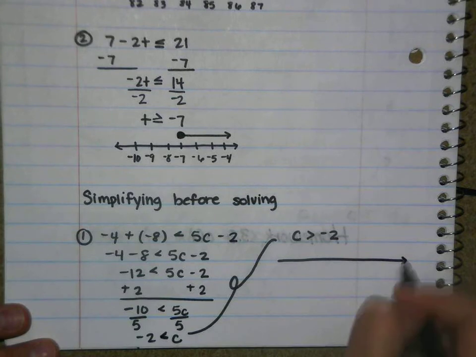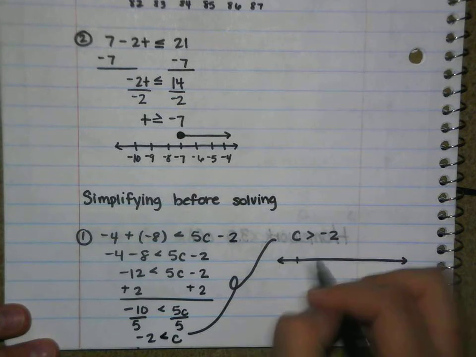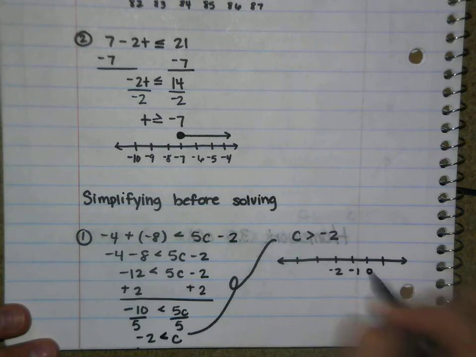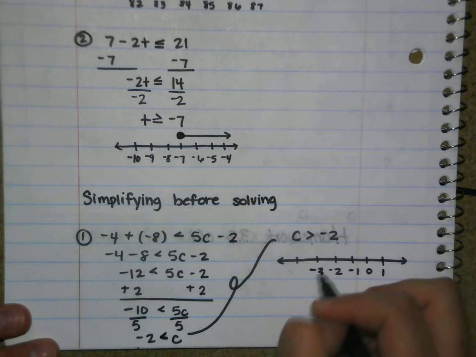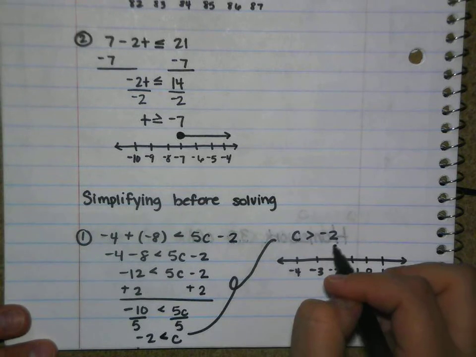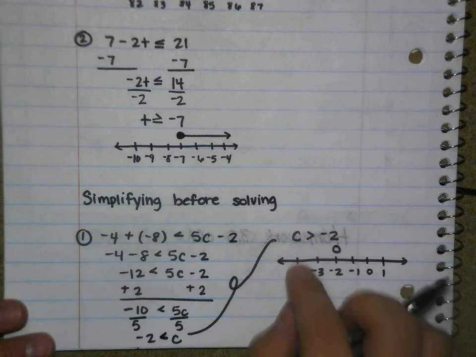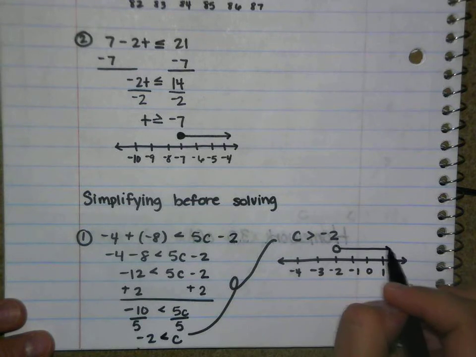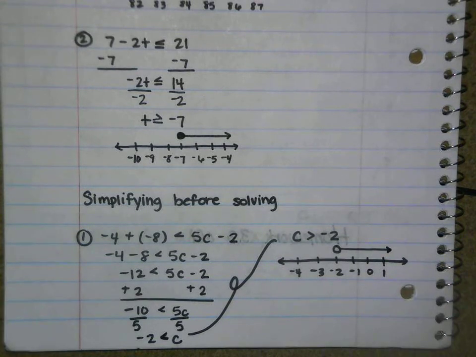So we're going to go ahead and graph this. We're going to have negative 2 in the middle. We're going to be going bigger to the right and smaller to the left. And that negative 2 is here. Open circle because it is greater than, not equal to. So if c is greater than negative 2, it's going to be everything that is bigger than negative 2. Okay, so that's how we would deal with combining like terms. In this case, we combine constants.